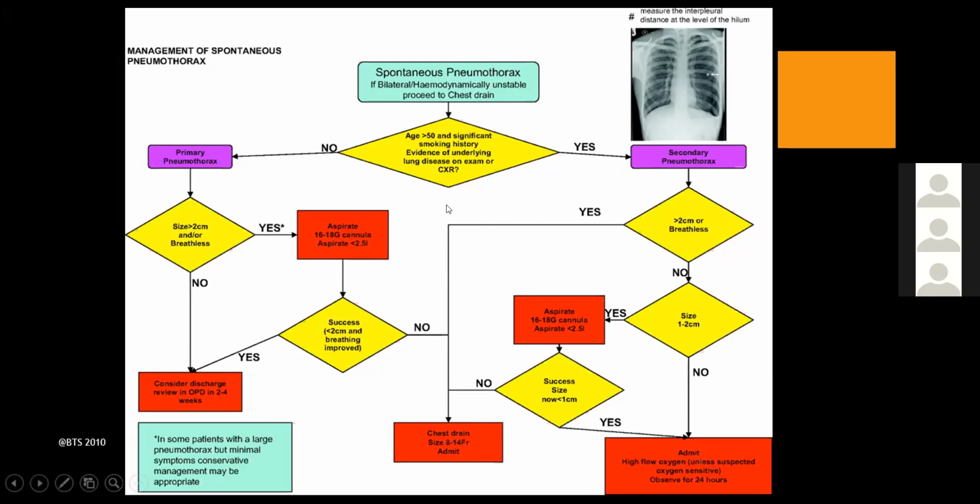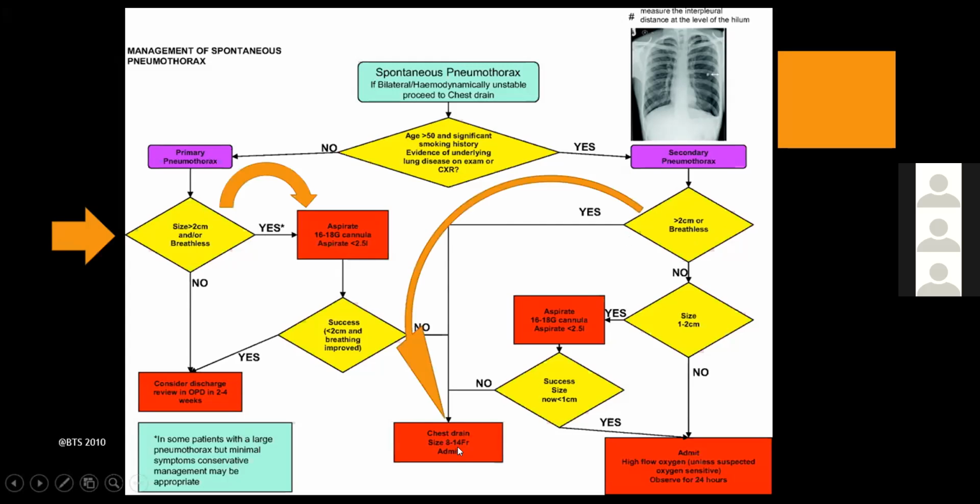The basic highlight of this slide is if the patient has a primary spontaneous pneumothorax and the size is greater than 2 centimeters, or if the patient is breathless, then we proceed towards needle aspiration. But in the case of secondary pneumothorax, if the size is greater than 2 centimeters or breathlessness, we proceed directly towards chest drain insertion. I will talk more about chest drain insertion on subsequent slides. I think you can go through this slide. This flowchart is also given in the fifth edition of the emergency medicine handbook.